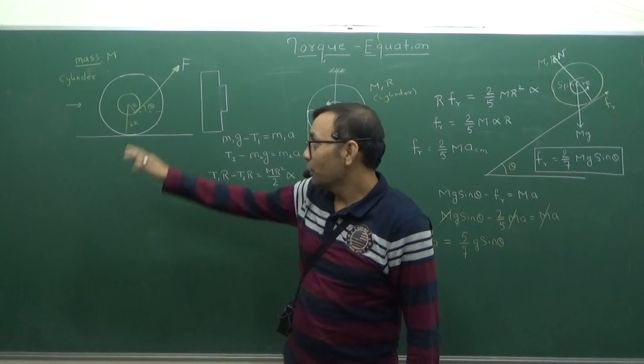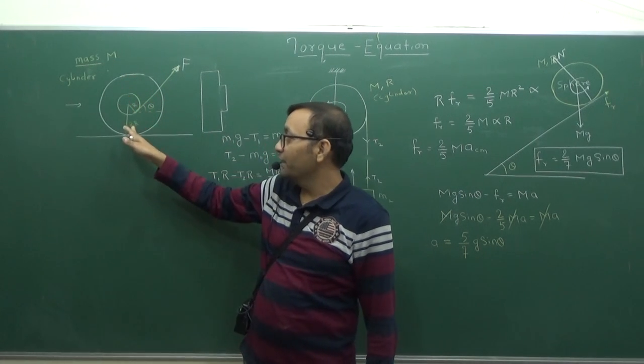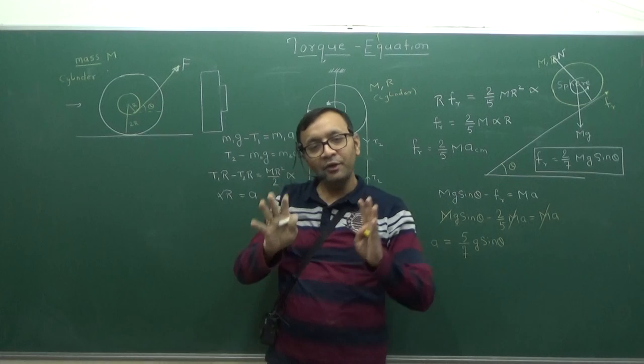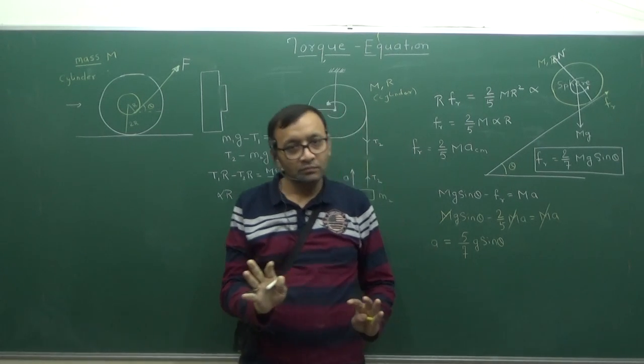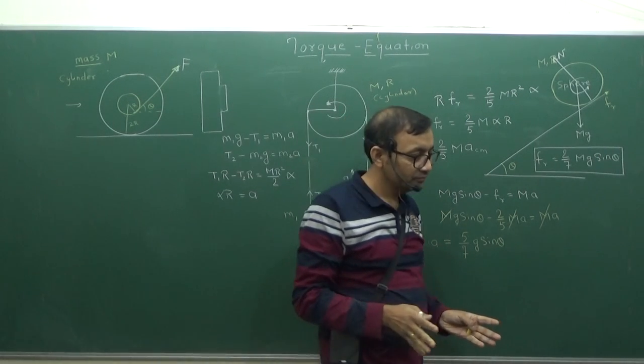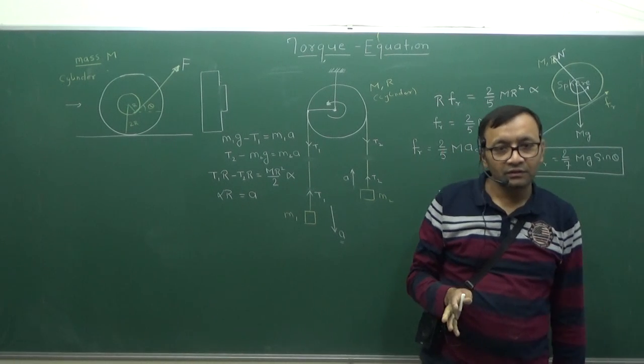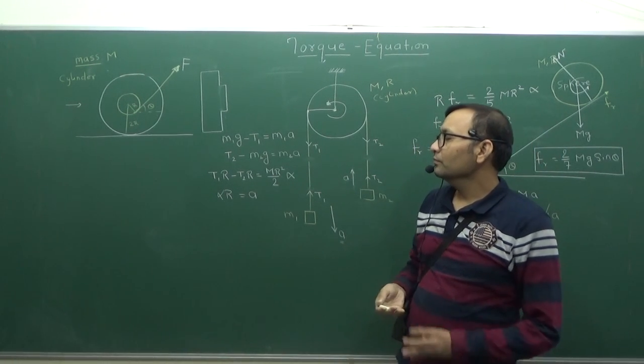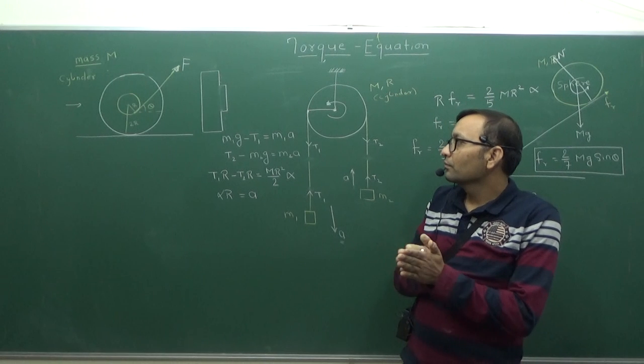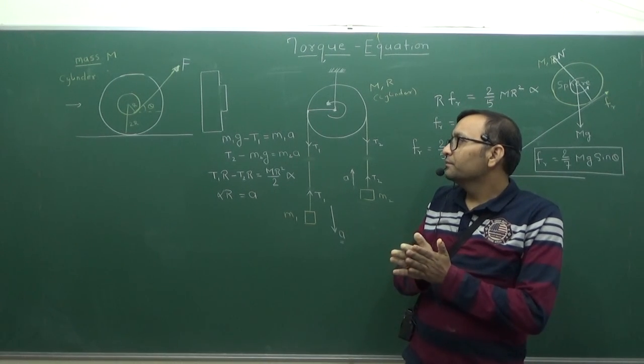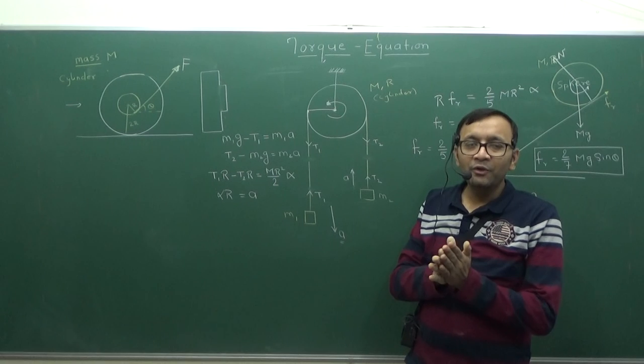Both are cylinders only. See, total mass is given and complete radius 2r is given. So moment of inertia is m into 2r square by 2. It's a cylinder. Are you getting it? Actually, it will not be m into 2r square by 2.